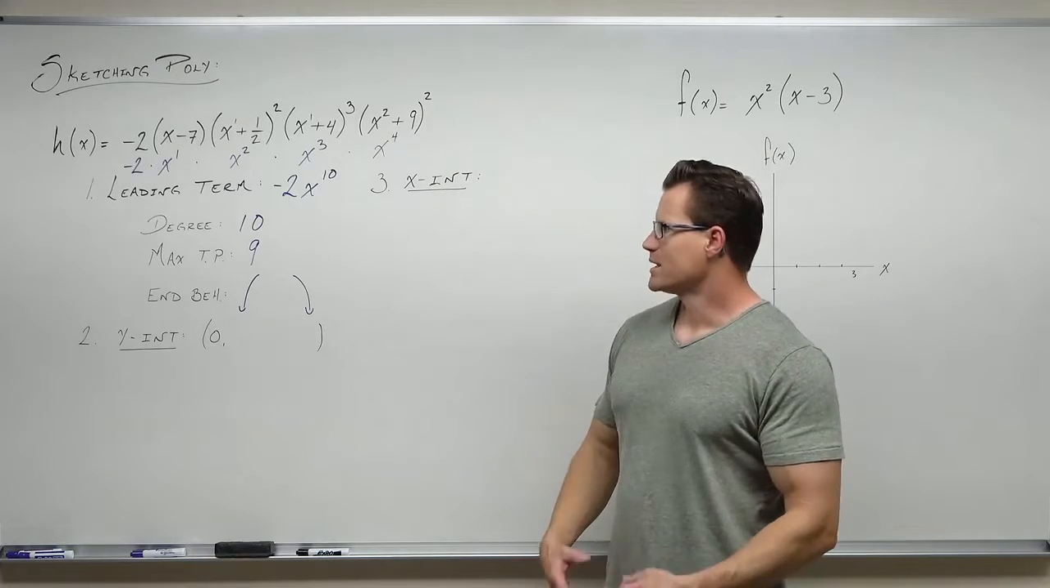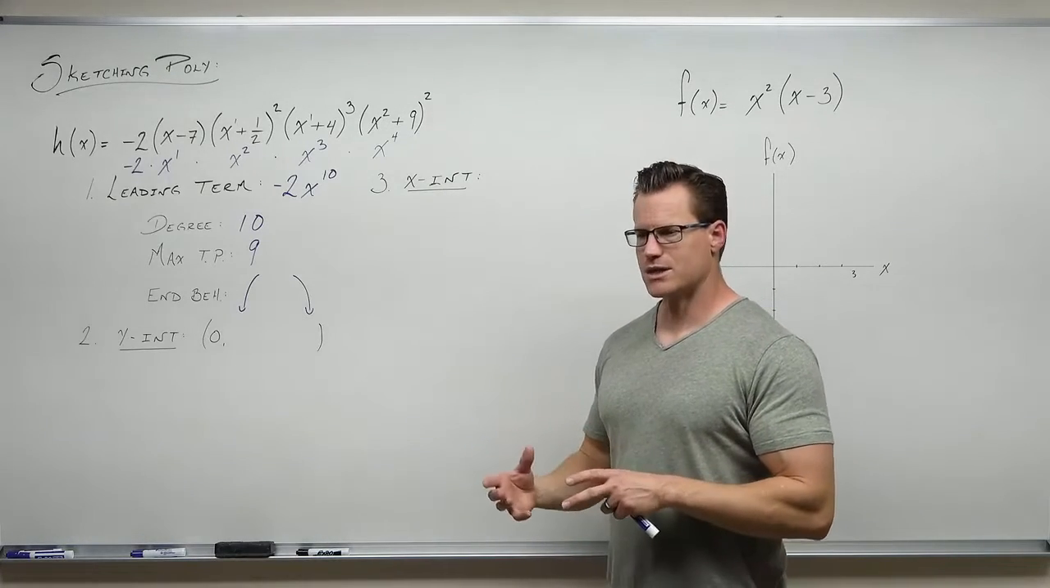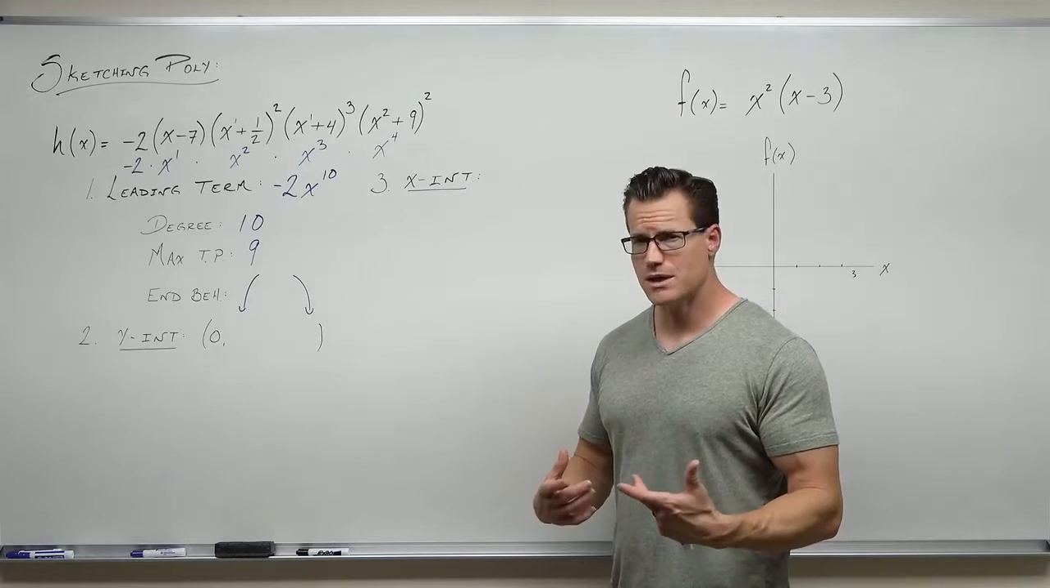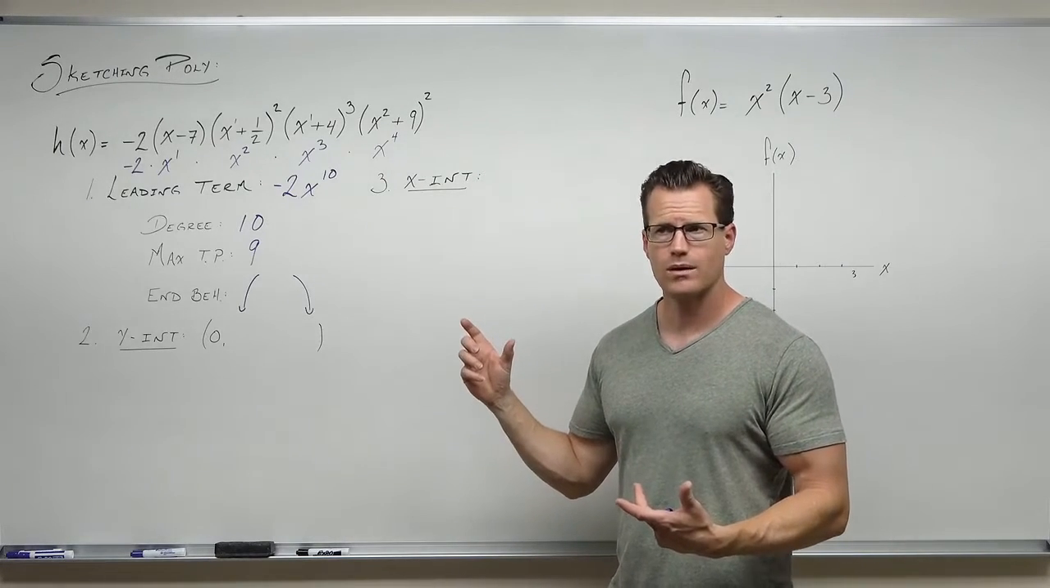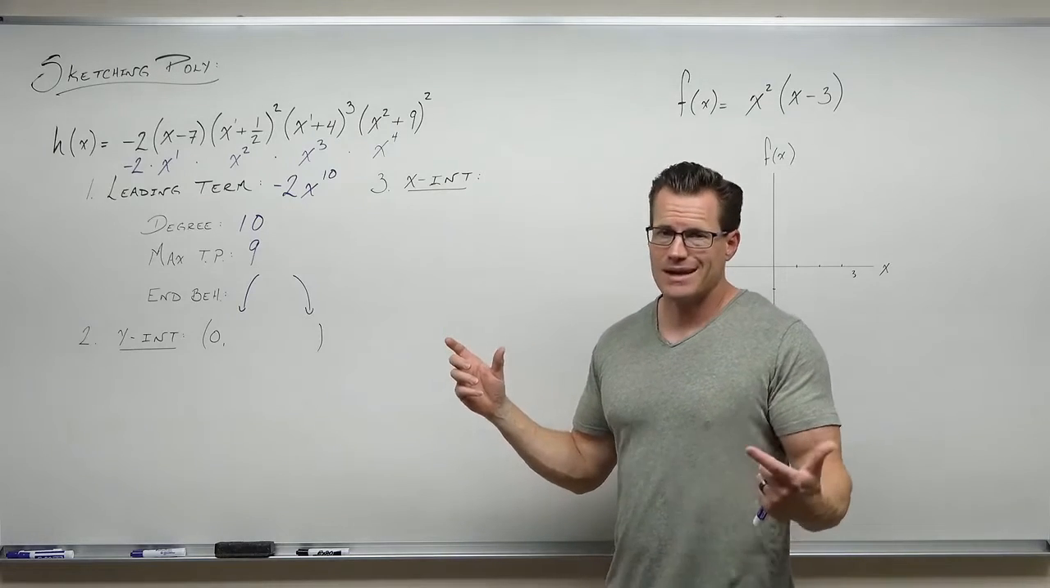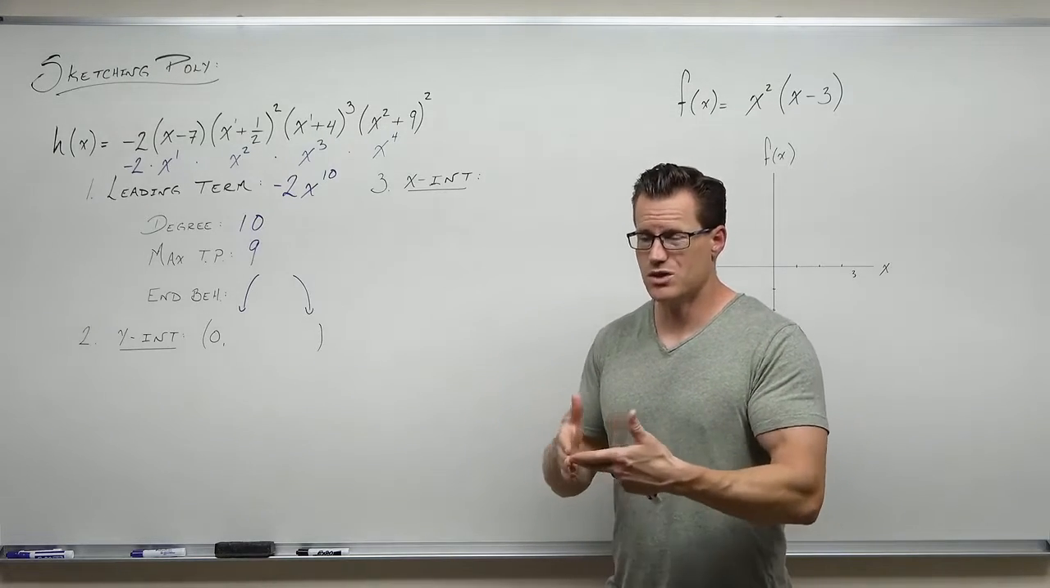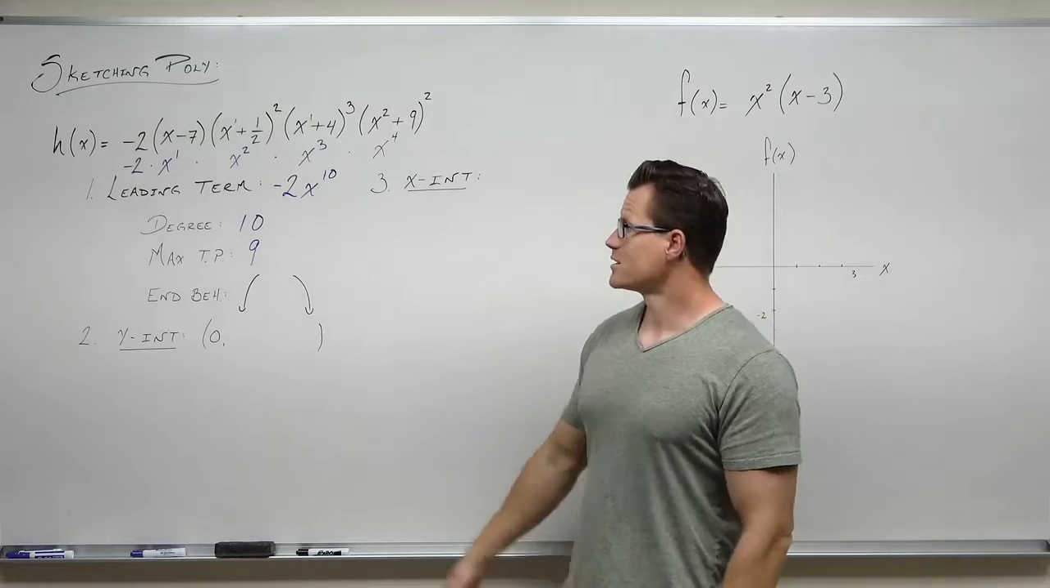All right, the next two things that we do is we find our y-intercept. Now, had you distributed this, your y-intercept would just be your constant term. Well, can you get that without distributing? Yeah, we know that to find the y-intercept, you just evaluate for x equals 0. So you plug in 0.